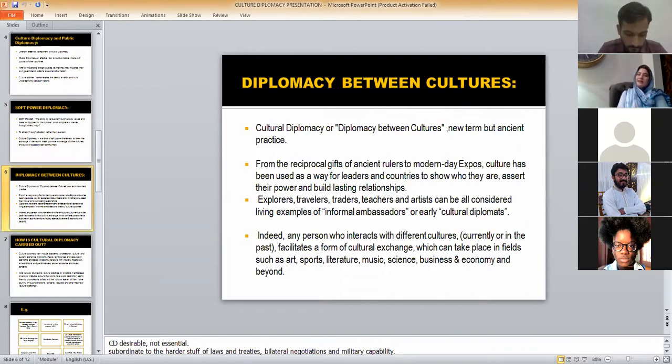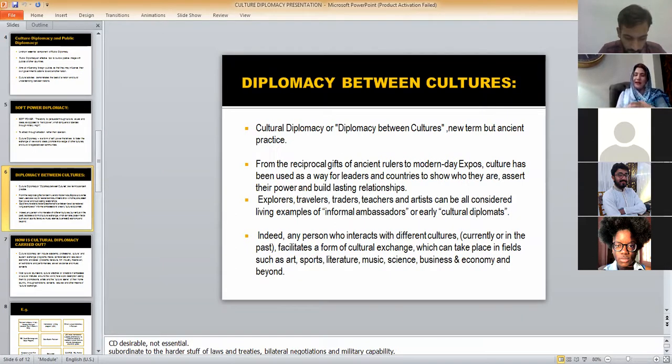Now, what is cultural diplomacy between cultures? It is a modern term, but an ancient practice. It has always been an ancient practice. From the reciprocal gifts of ancient rulers to the modern day export of culture, it has been used as a way for leaders and countries to show who they are, assert their power, and build lasting relationships.